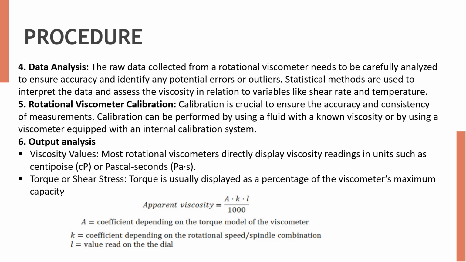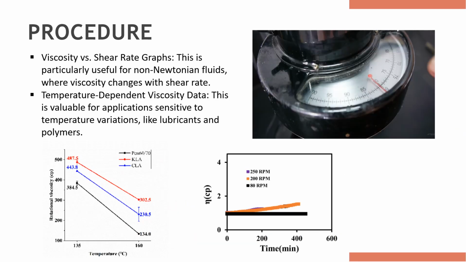And next, for the value of K, which is the value read on the dial, here you can see the image of a traditional rotational viscometer, that is a dial rotational viscometer. So here you can see a red line, right? This red line represents the value of the dial. That is, here you can say it is pointed at 80 degrees. From this we can say that the percentage of torque for the sample which is being measured is 80.